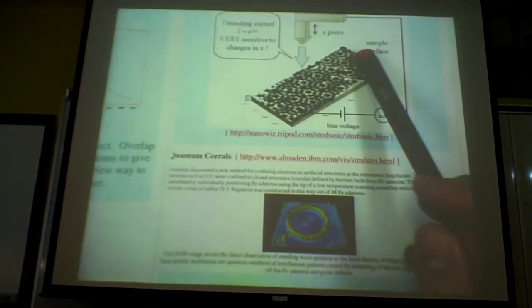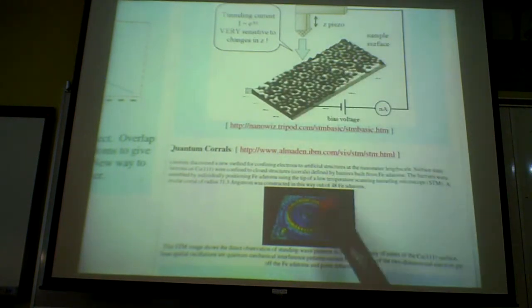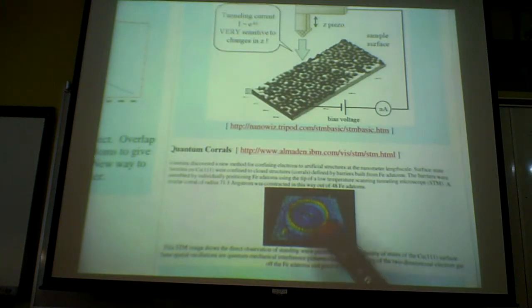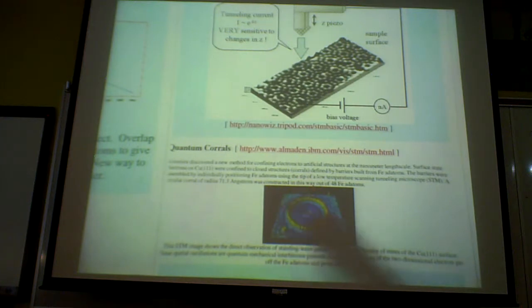You can have a bunch of atoms here. You pick it up, move it, pick it up, move it. You construct a ring structure like this, right? So these are individual atoms that they construct. I believe they do this on a copper surface, and they build up this little ring structure.